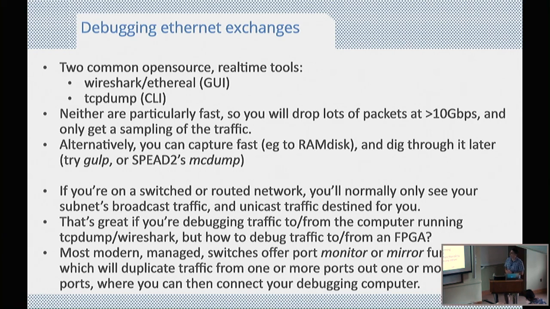If you're on a switched or routed network, though, you normally only see your subnet's broadcast traffic or unicast traffic destined for you. So if you're debugging on the machine that's receiving the traffic, that's great. But what happens if you're trying to debug FPGA flows? So data's flowing from this FPGA to that FPGA, and you're running these tools on your laptop or some other computer. How do you see what traffic is flowing there? It turns out switches have a nifty feature called port monitor or mirror, where you can make a copy of any of the traffic going into or out of, or both, any port to another port. So that's how you do that.